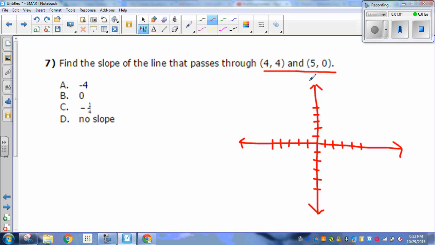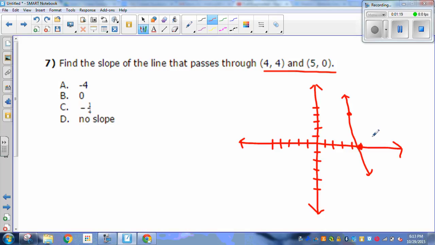Let's graph this. (4, 4). That means I go right 4, go up 4. It's about right there. (5, 0). That means I go right 5, and I stay on the x-axis. Here's my 2 points. Here's my line. Not a pretty line. That's okay.